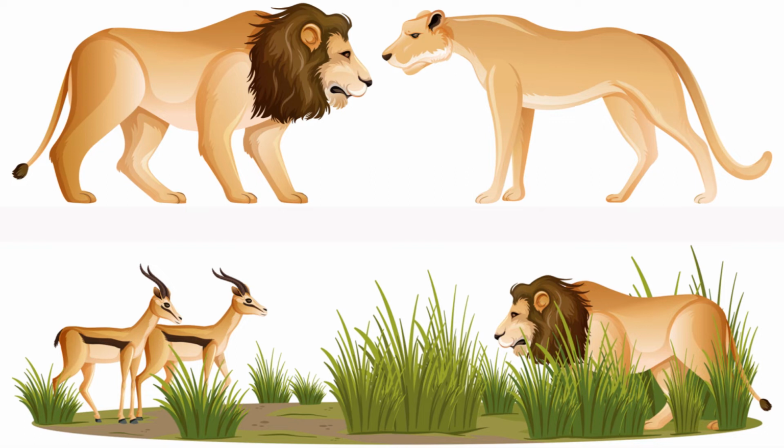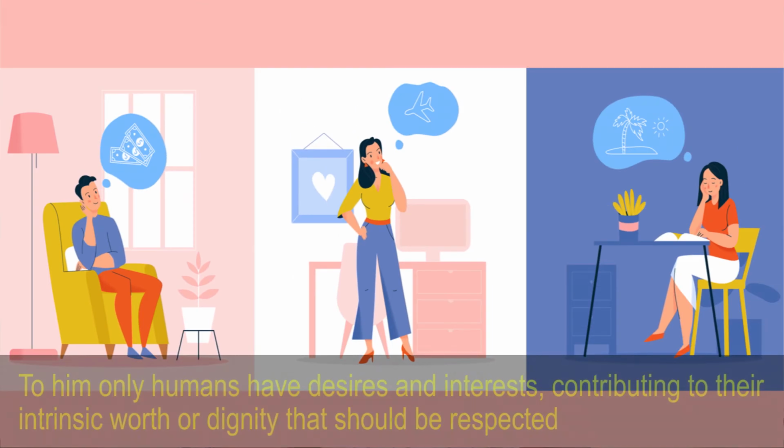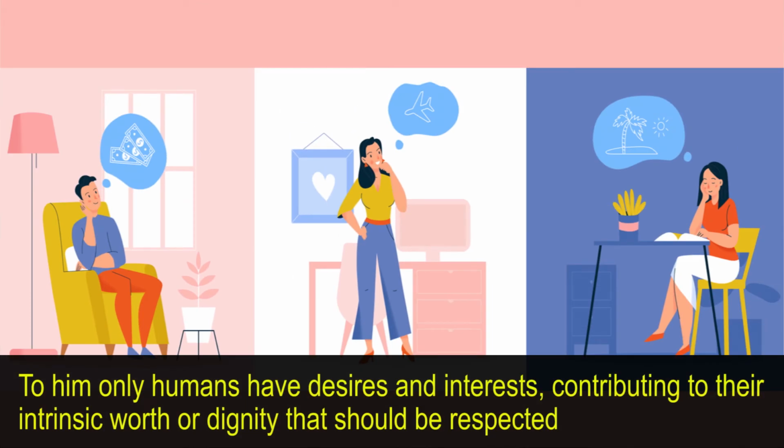So, they were not to be treated as beings who had interests. Although this is not to say that he sanctioned animal cruelty, he didn't do that. But this was not because they have any intrinsic worth or dignity, but because such acts may inspire people to resort to do the same against fellow humans. Therefore, to him, only humans have desires and interests, contributing to their intrinsic worth or dignity that should be respected. An important point here. So why are these desires important, why are these interests important? Because they make you somebody who is intrinsically worthy, somebody who has dignity, and that dignity has to be respected.